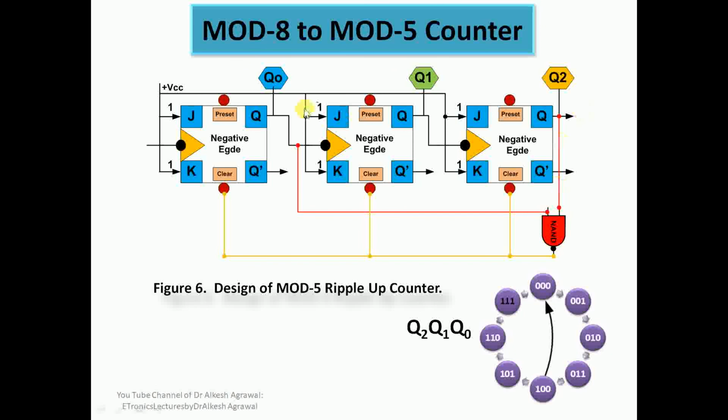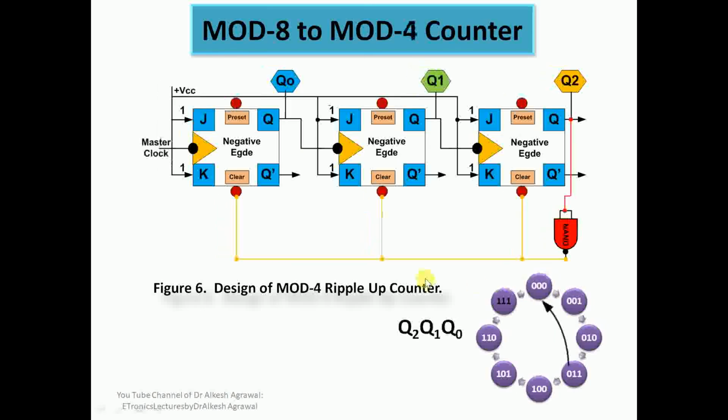So the moment q2 and q0 are 1, the NAND gate will be activated. It will clear all the stages of the flip flop, and the next state will be q0 equal to 0, q1 equal to 0, and q2 equal to 0. So from 101, the next stable state will be 000. So like this, it will convert it into a mod 5 counter.